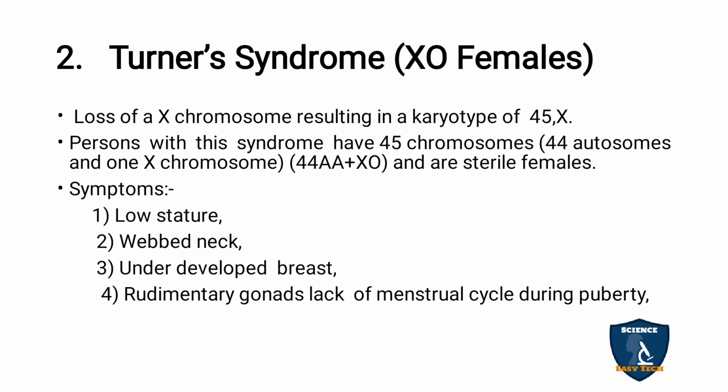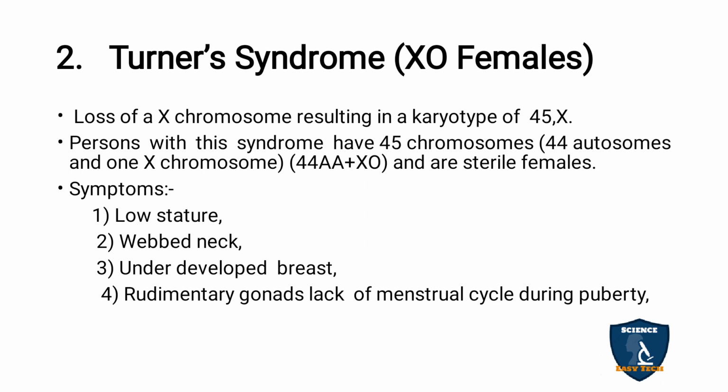Turner syndrome, XO females. There was the addition of one X in Klinefelter syndrome, but here one X is 0, that is one X is not there, absent. So there is loss of an X chromosome. How many chromosomes? 46 minus 1 is 45. So this syndrome has 44 autosomes and 1 X chromosome, that is 44 A plus XO. As in Klinefelter, where males are sterile, here also they are sterile females.